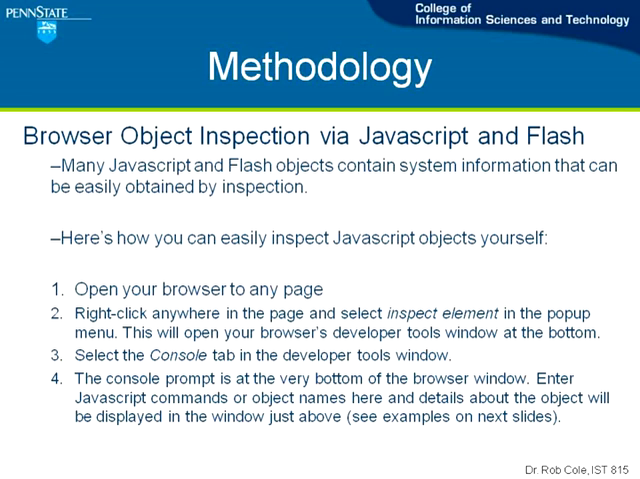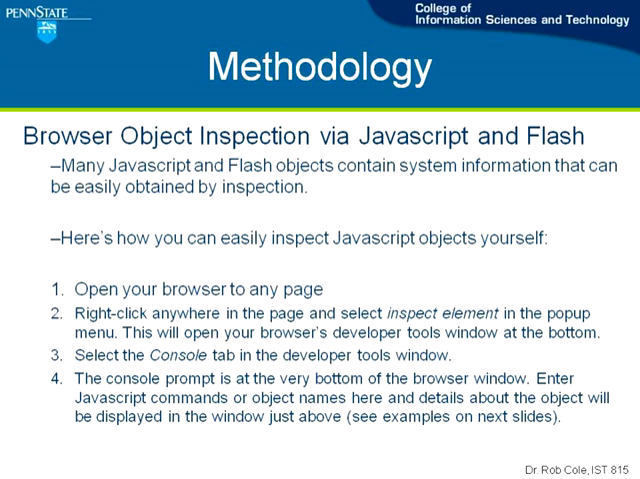First, open your browser. I'll use Chrome for my examples, but any browser should work. Next, right-click anywhere in the page and select Inspect Element in the pop-up menu. This will open your browser's Developer Tools window at the bottom. Next, select the Console tab in the Developer Tools window.